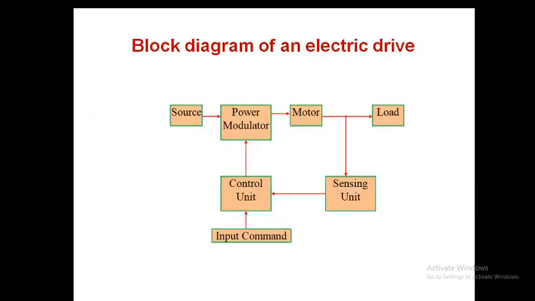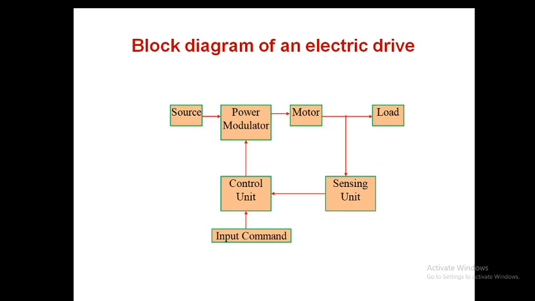So coming to the block diagram of an electric drive, these are the different blocks of the electric drive. One is the source. The source is given to the power modulator. We'll discuss each module separately; as of now, this is the block diagram. In this block diagram, we have source, power modulator, motor, and load. From source to load, in between you have the power modulator and motor.